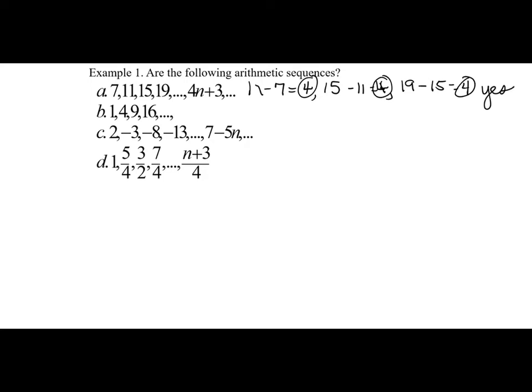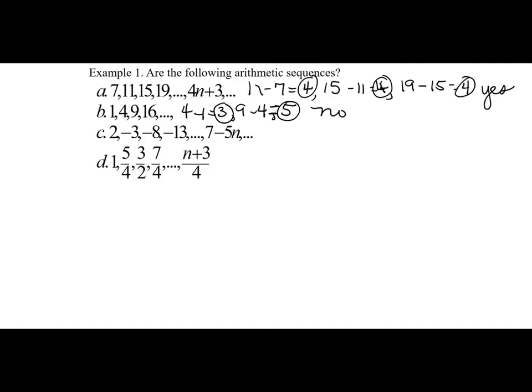So I say yes. Now the next one, I have 4 minus 1, which is 3. And then I have 9 minus 4, which is 5. Right away I can see that these two numbers are not the same, so I'm going to stop and say it's not an arithmetic sequence.